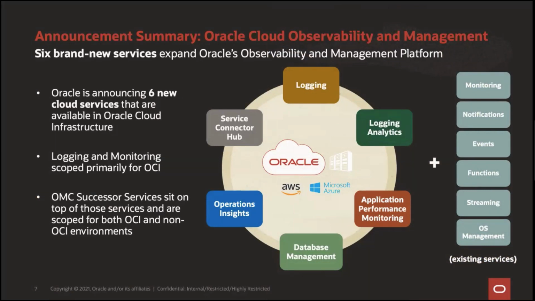The purpose is to leverage our existing services such as monitoring, notifications, and events to provide deeper insights. And I know a lot of OCI developers are using some of these existing services such as functions and streaming. So depending on your use case, O&M might be a good fit for your team. Some of the services such as logging and monitoring are scoped primarily for targets in OCI and optimized for developers, versus some of the other OMC successor services that sit on top of those and are scoped for both OCI and non-OCI environments. So on-prem, multi-cloud, but they're a bit more optimized as a result for enterprise IT personnel. So app admins, DBAs, IT operations.